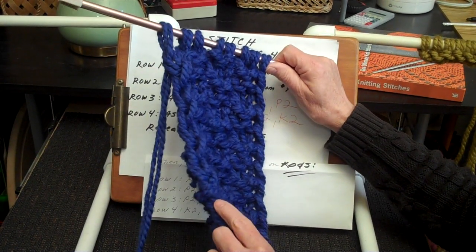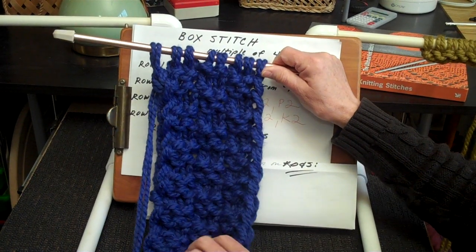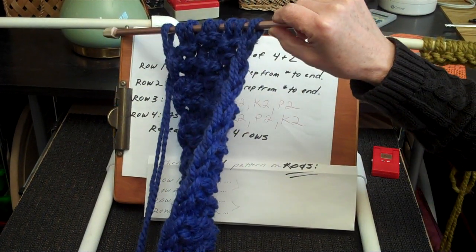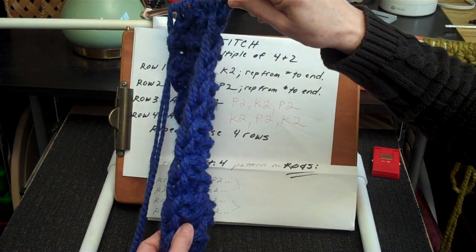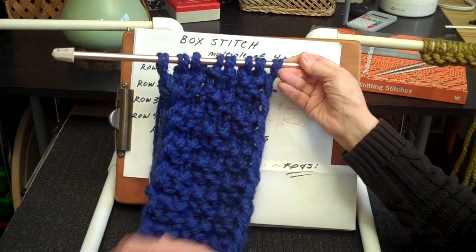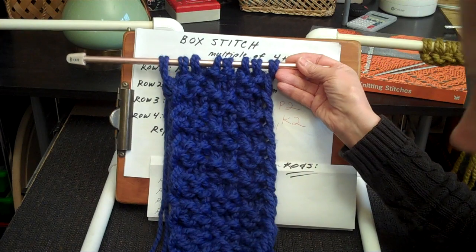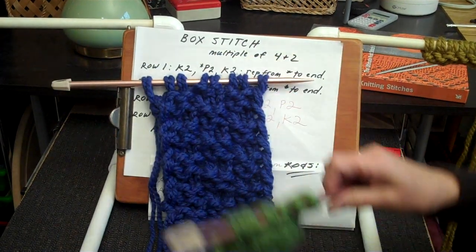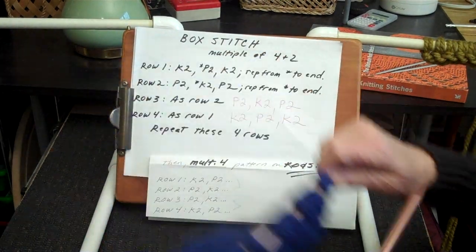Now, this is a mistake. You shouldn't see this on the edge. I'm just pointing that out. And I hope this color is showing up. What I'm going to show you is how to slip your first stitch so that your edge will look like there's a chain on it on both sides, and now you can see the whole pattern, whereas before you don't. So that's what we're going to do.